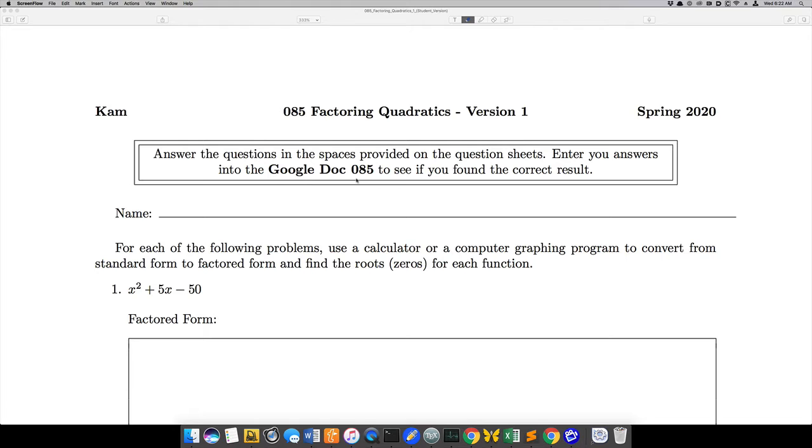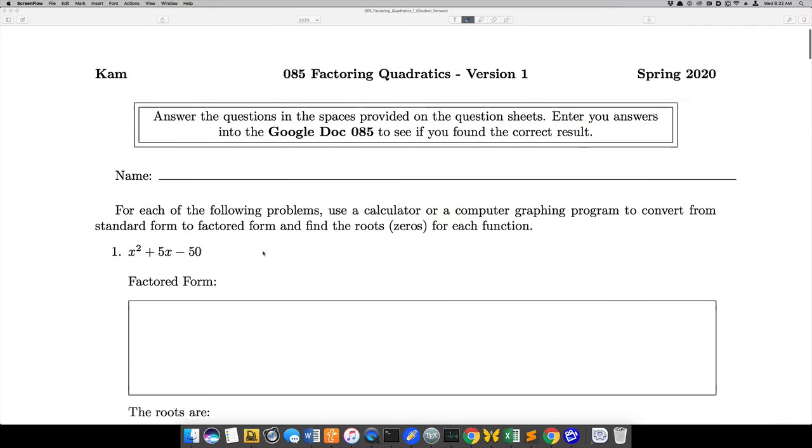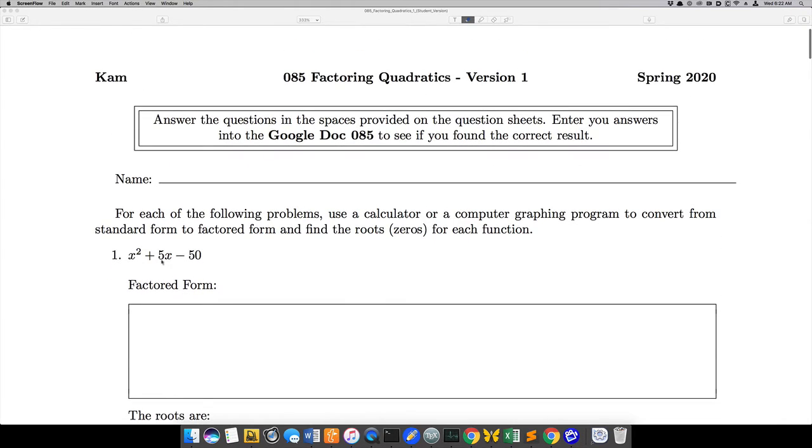So if you look at this first problem here, it says x squared plus 5x minus 50. And it says to use a calculator or a computer graphing program to convert from standard form to factored form and find the roots for each function.